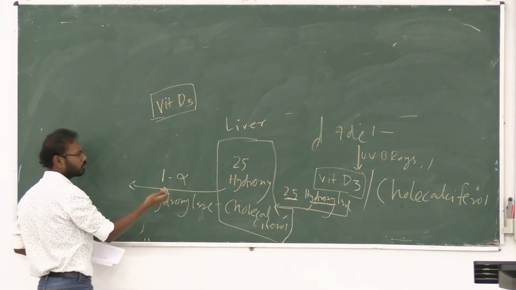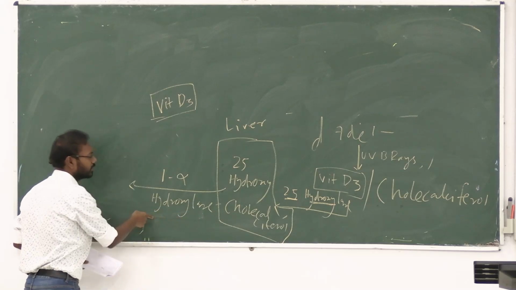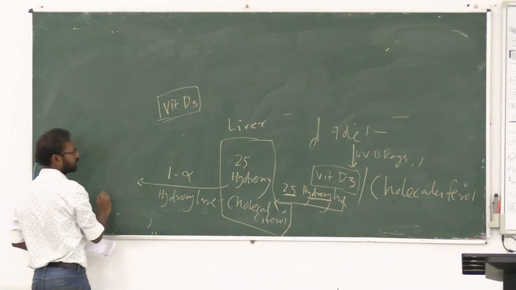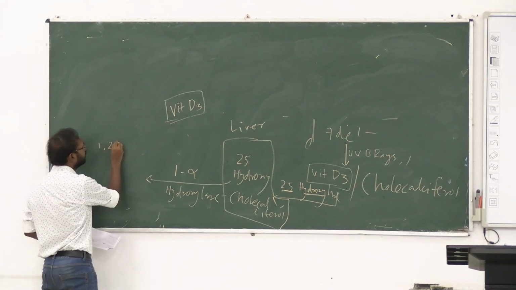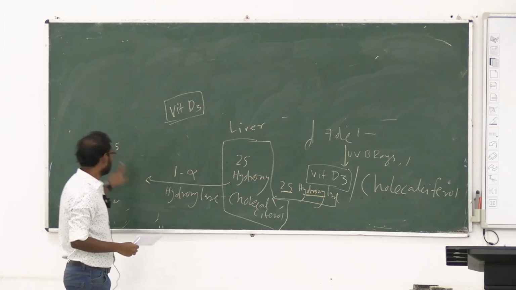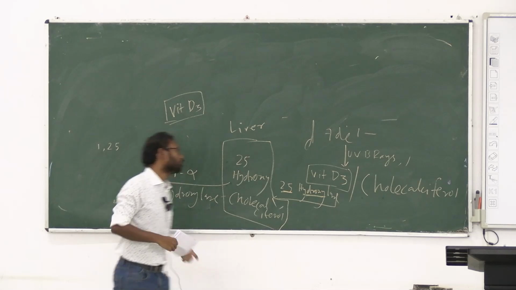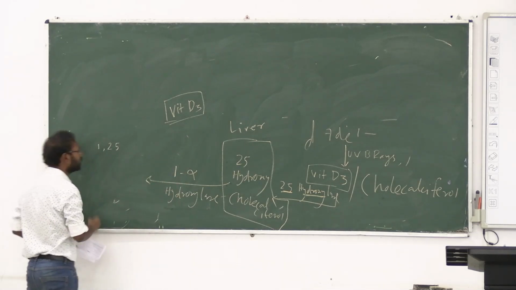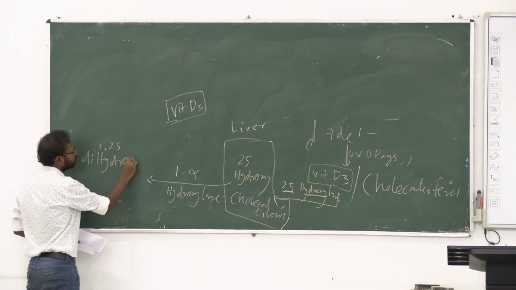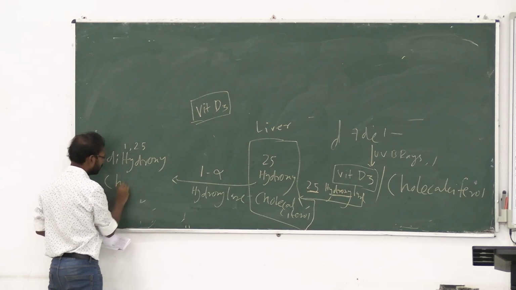Nothing is difficult. 25 hydroxy cholecalciferol, 1 alpha hydroxylase. Think about what the name will be. I take 1 from here, 25 from there. 1, 25. Now this was hydroxy, but here there are 2 hydroxy groups, one from this hydroxy group, another from this hydroxy group. So what will the name be? 1,25 dihydroxy cholecalciferol.